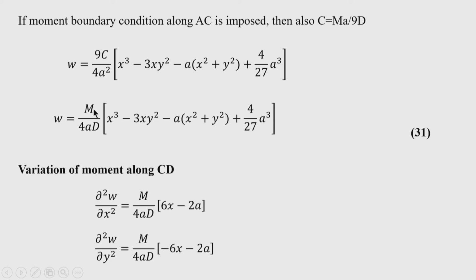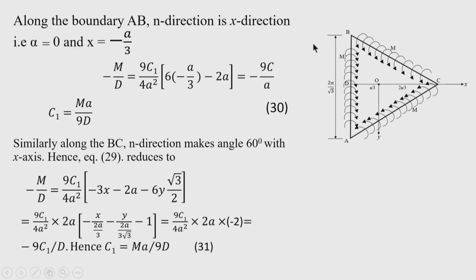M is also known, as the condition is known, the bending moment is known, the size of the plate is known, and the flexural rigidity, which contains the thickness of the plate and material properties, is also known. Okay. Now, let us see what will be the variation of bending moment along CD. We will see the variation along this line, because bending moment along the edges is known.